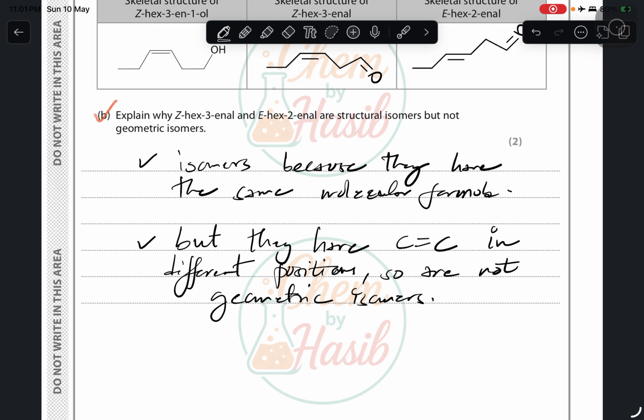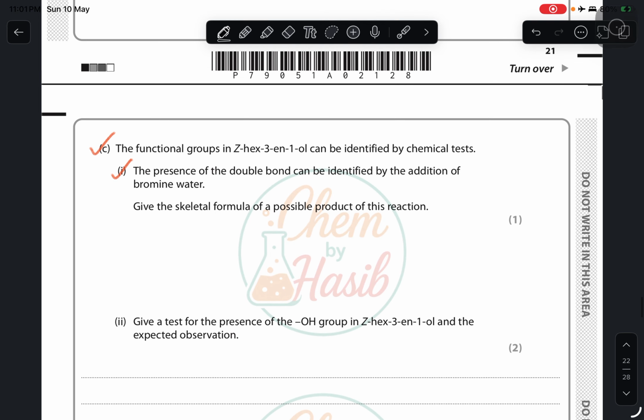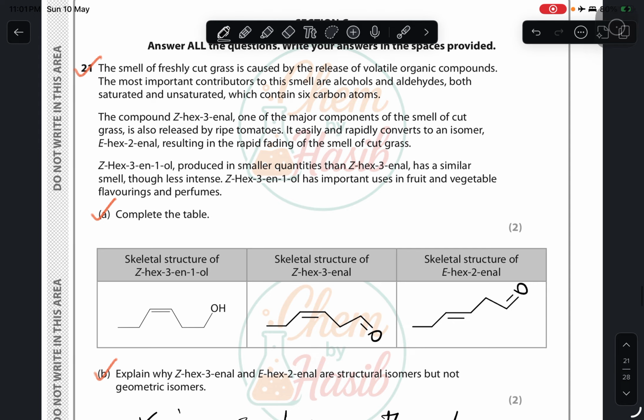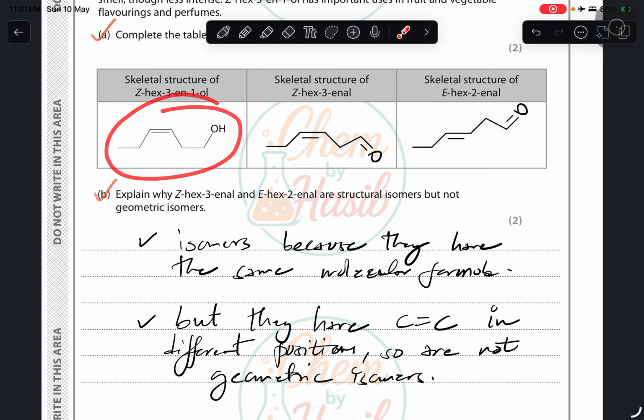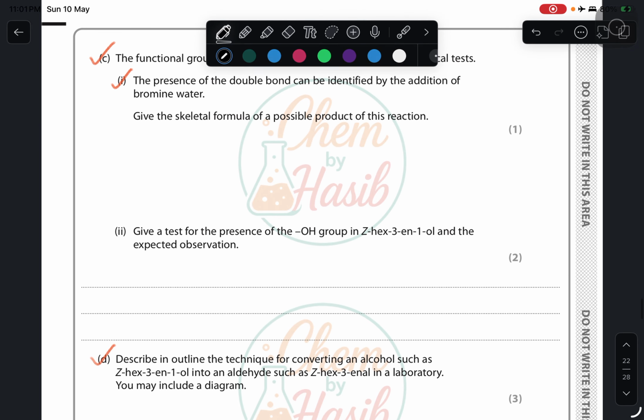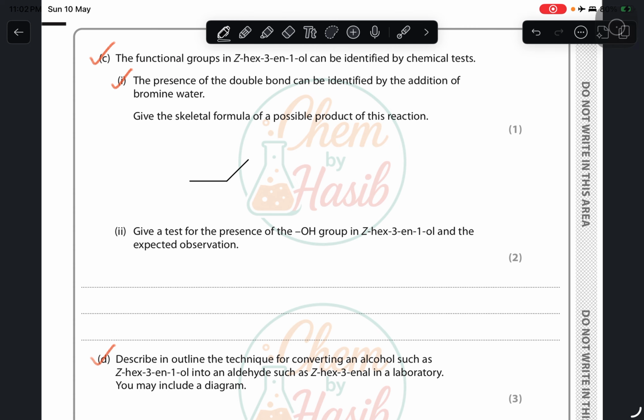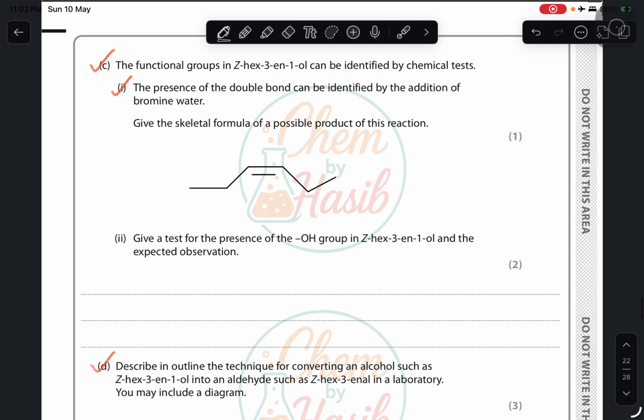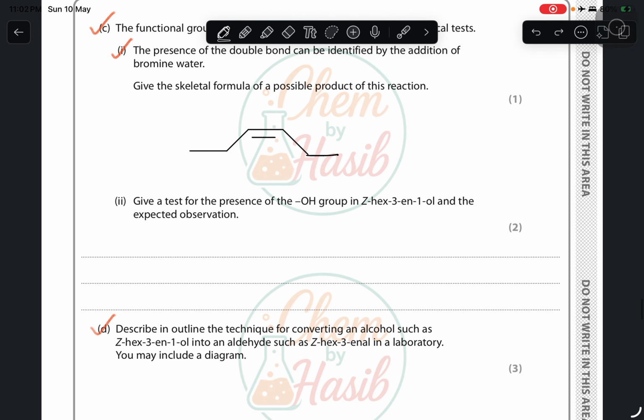Then we move to question number C1. It says the presence of a double bond can be identified by the addition of bromine water. Draw the skeletal formula of a possible product of this reaction. The functional group in hex-3-en-1-ol can be identified. Let us draw hex-3-en-1-ol first. It looks like this. There's a double bond here, and I think there's OH. This is hex-3-en-1-ol, right?